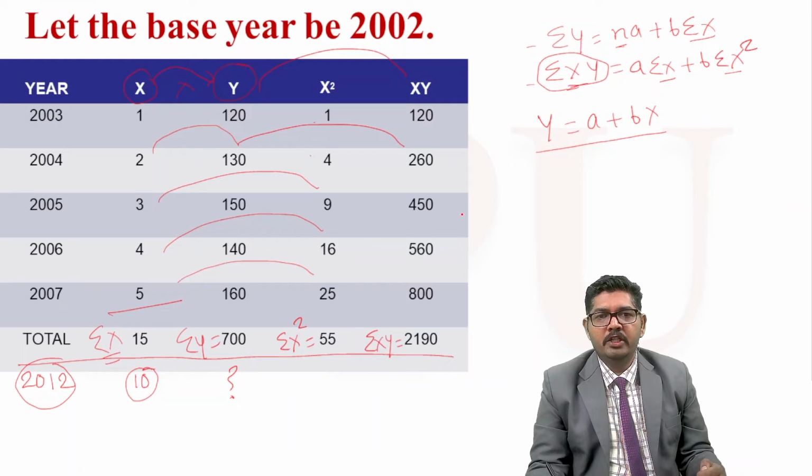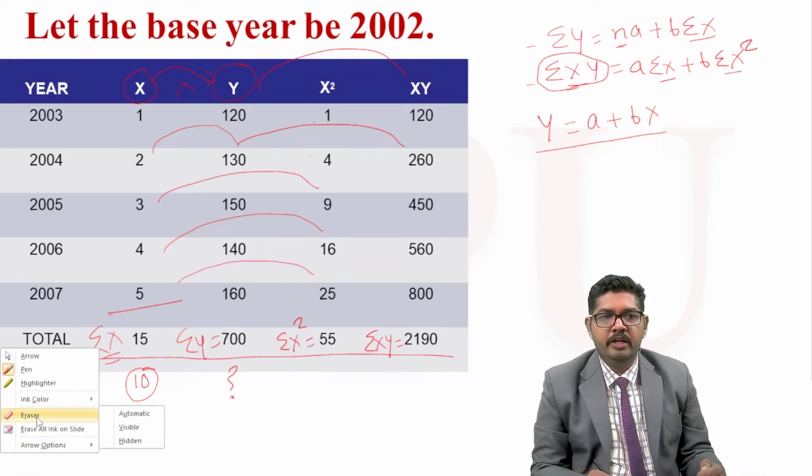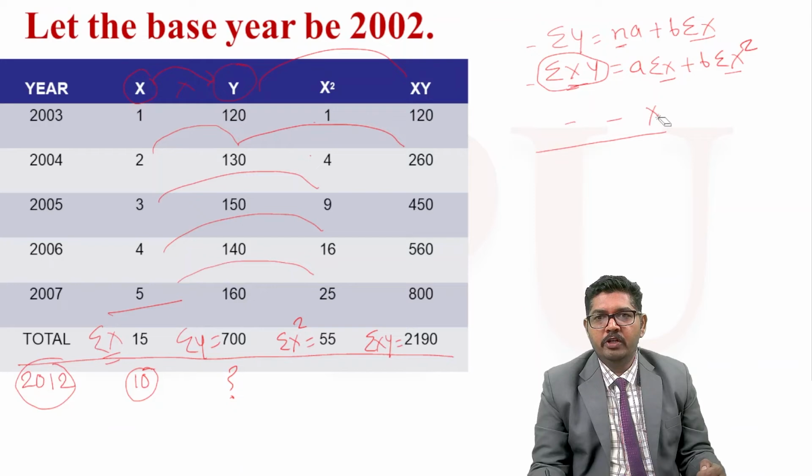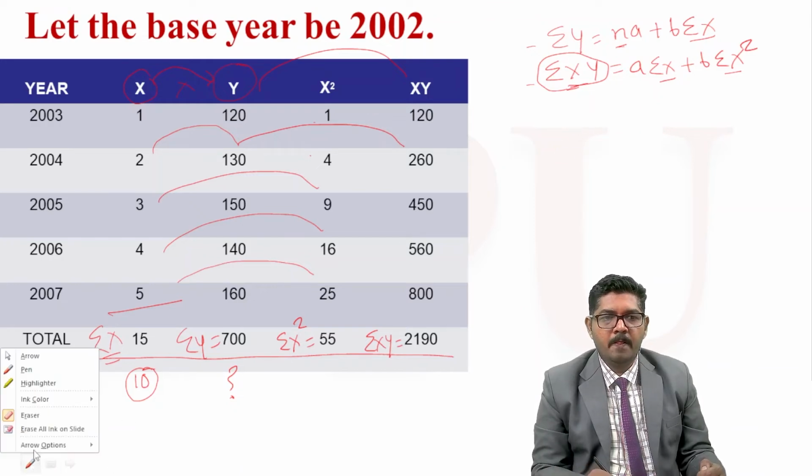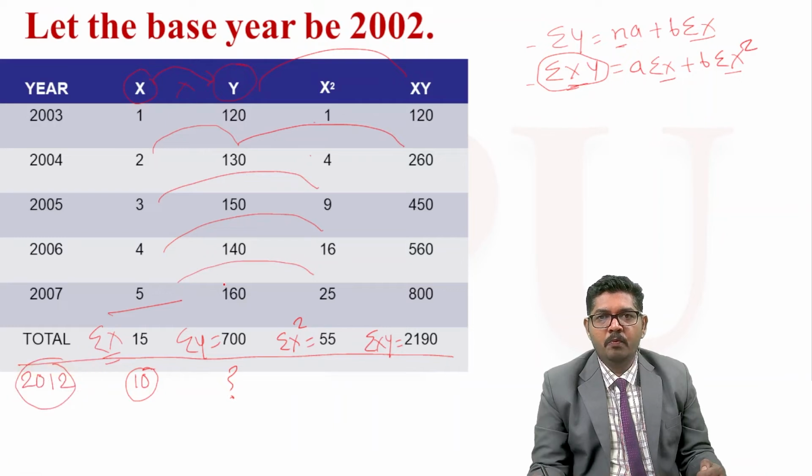So by putting all these values in these two equations, we will have two equations. Let me check the eraser. I'm erasing this particular equation for now. Okay, now summation of y is equal to what? 700. Now the first equation becomes 700.